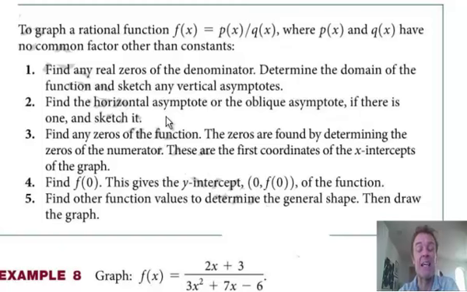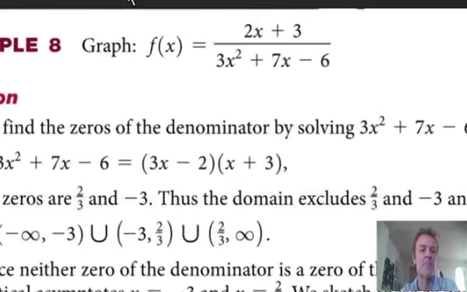Finally, the y-intercept is just you setting all the x's equal to 0. And also point 5, if you want to, you find some more points. In other words, when x is 2, what's y? When x is 3, what's y? When x is negative 2, what's y? Just to make it a little bit clearer. So let's have a look at an example.